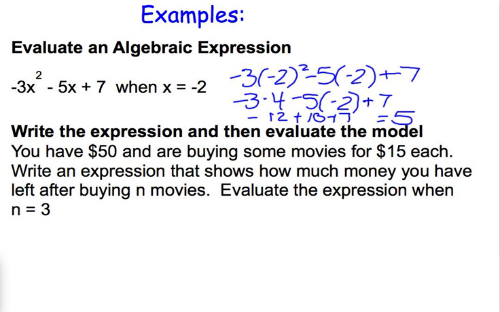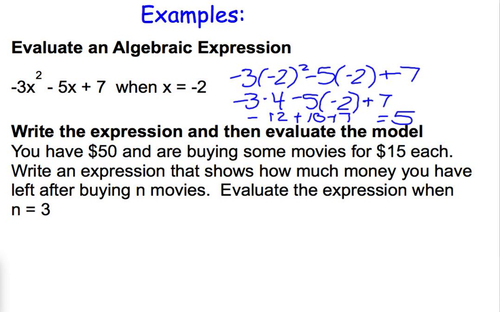Now go to the next part, and we write an expression and then evaluate the model. You have $50 and I'm buying some movies for $15 each. Okay, $50 is what you start off having as money. And then you are going to buy some movies for $15 each. We want to write an expression that shows how much money you have left after buying n movies, right? And evaluate the expression when n equals 3.